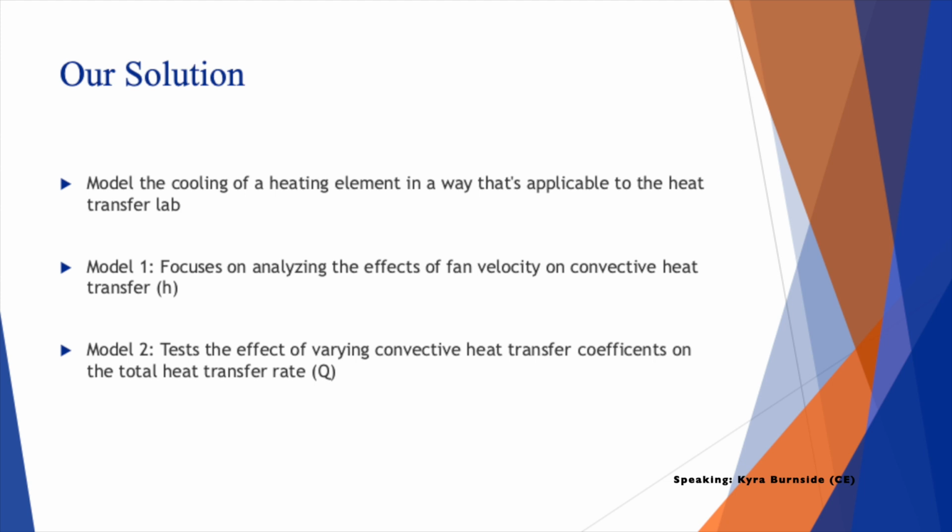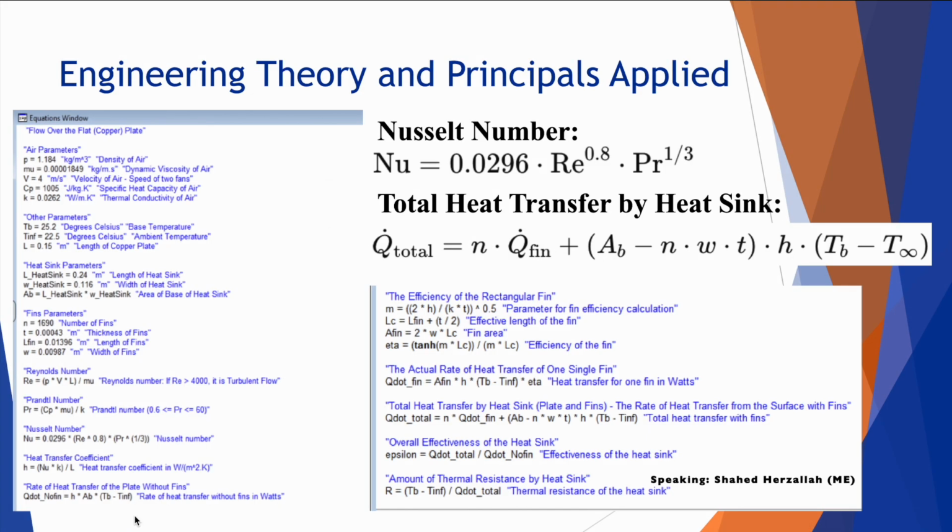In order to break these models down further, we can explain Model 1 as an air-based CPU cooling tower which focuses on analyzing the effects of fan velocity on convective heat transfer. Model 2 is a water-based cooling unit which tests the effects of varying convective heat transfer coefficients on the total heat transfer rate.